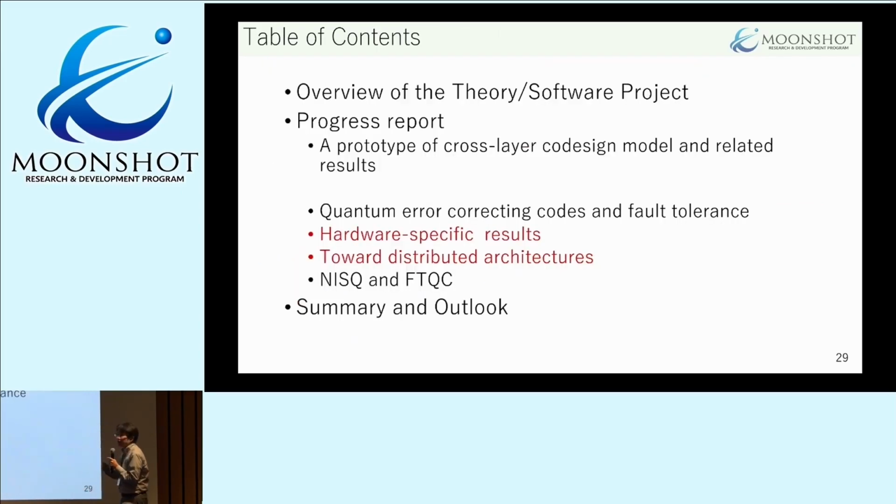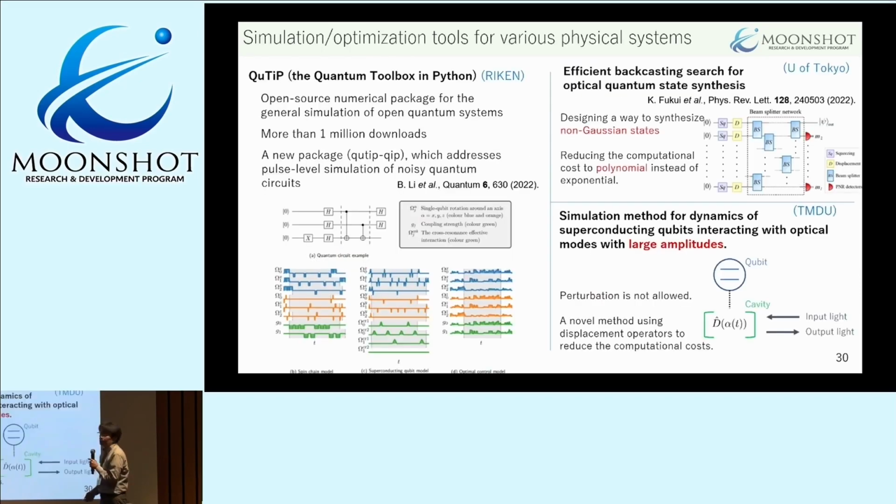Okay, then let me get back to more down-to-earth topics, and let me tell you about some hardware-specific results. These are the efforts for developing simulation or optimization tools, which are essential for the theoretical study of specific physical systems. Now, the Riken group has been developing an open source numerical package called QuTiP, which provides general simulation of open quantum systems. And recently, it achieved more than 1 million downloads. And for the development of quantum computers, they recently released a new package that addresses pulse level simulation of noisy quantum circuits. And this year is about optical systems.